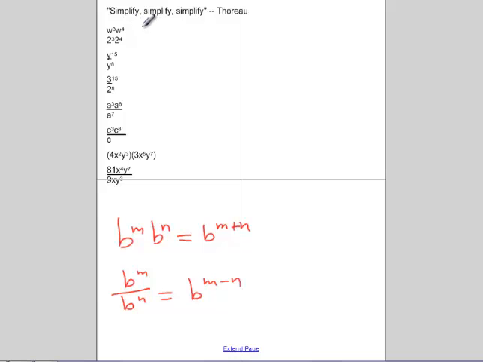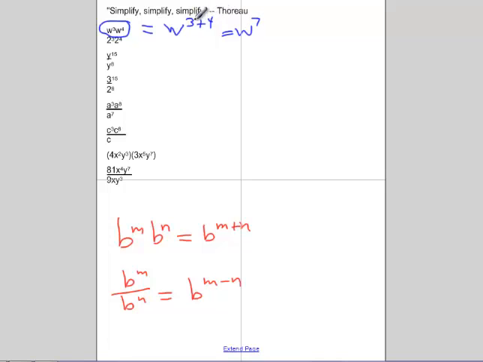Let's go to the first question. w to the 3rd power times w to the 4th power. Are the bases the same? If they are, then we can apply this rule down here, because the bases have to be the same. w is the same as w, so the answer would be w to the 3 plus 4 equals w to the 7th power, and that would be our answer.